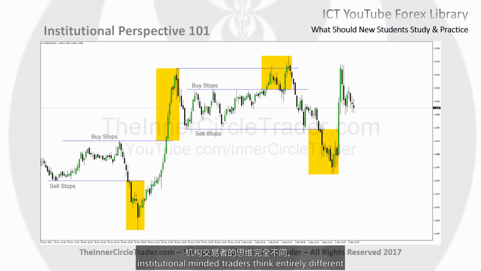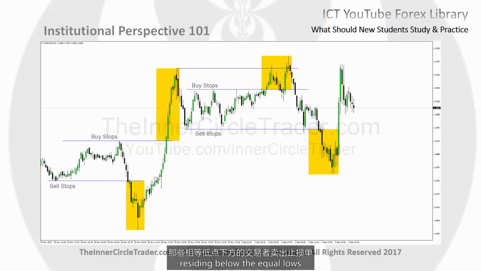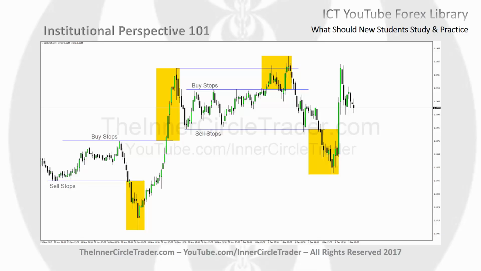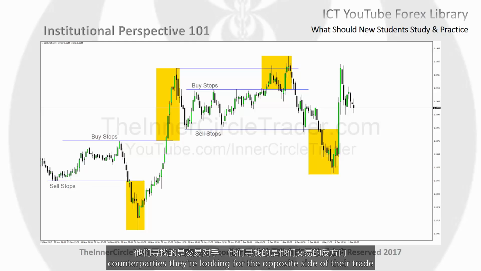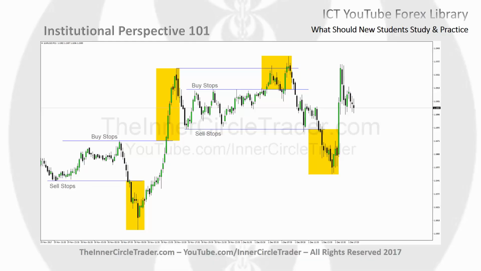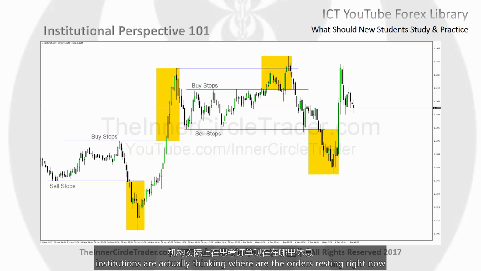Institutional-minded traders think entirely different. They know what's sitting above those equal highs: traders' buy stops. And they know what's residing below the equal lows: traders' sell stops. So the way the institutional mindset is poised about looking at price action, they're looking for counterparties. They're looking for the opposite side of their trade. So when everyone else in the retail world is looking for indicators to give them buy and sell points, institutions are actually thinking, where are the orders resting right now?